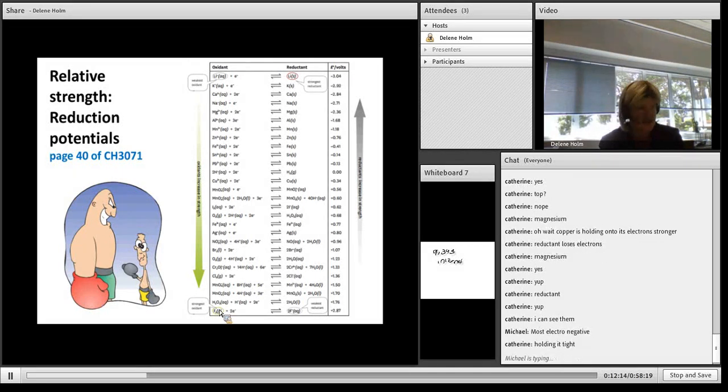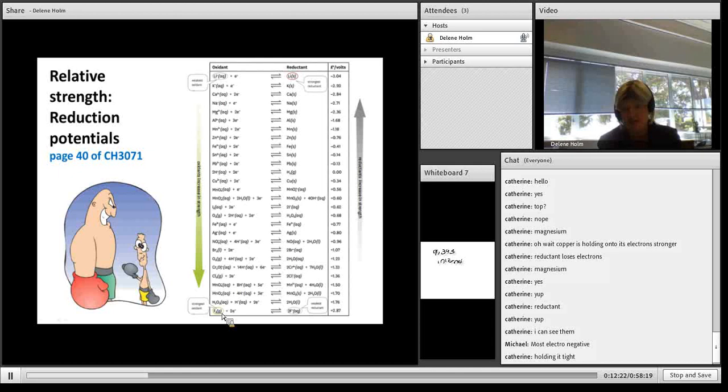It'll hold on to it tight. So can you see it's the strongest oxidant? It does not want to give its electrons away, and if anything, it'll grab them from somewhere else. Okay, so think of that if you're trying to work out which one's the strongest and the weakest. Fluorine is always the strongest oxidant. It'll hold on most tightly. It's the most electronegative.